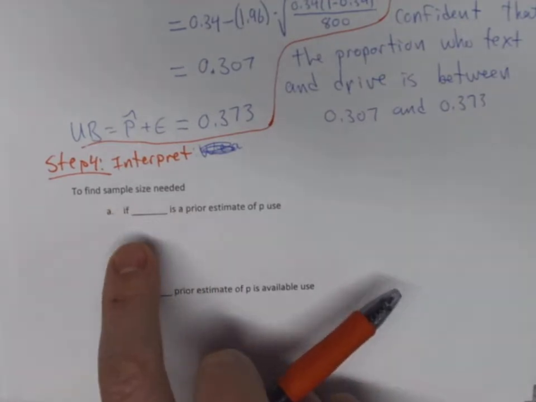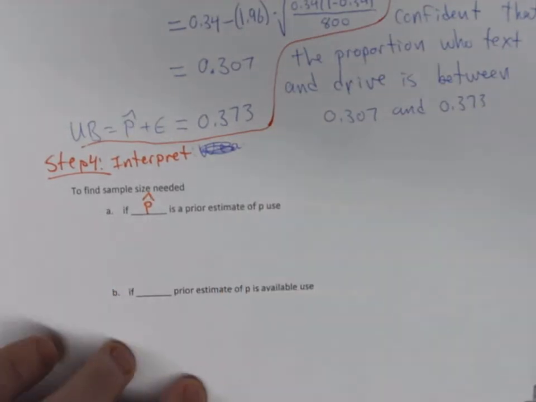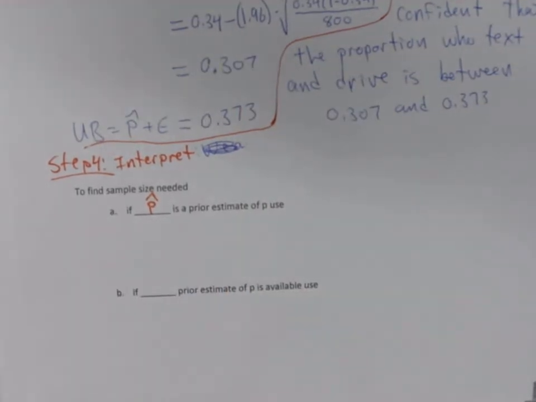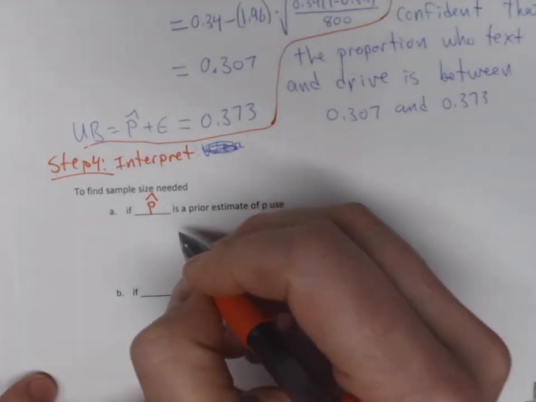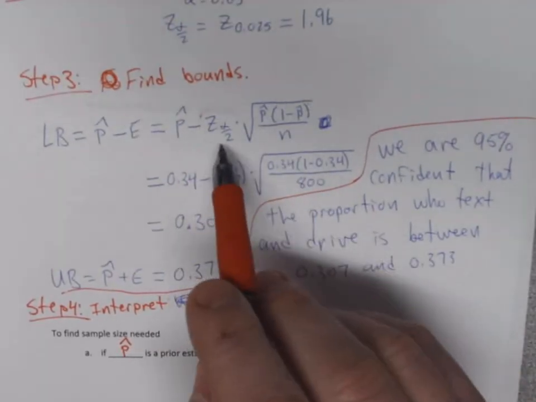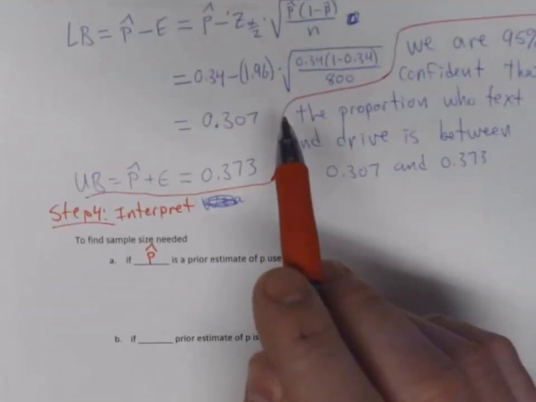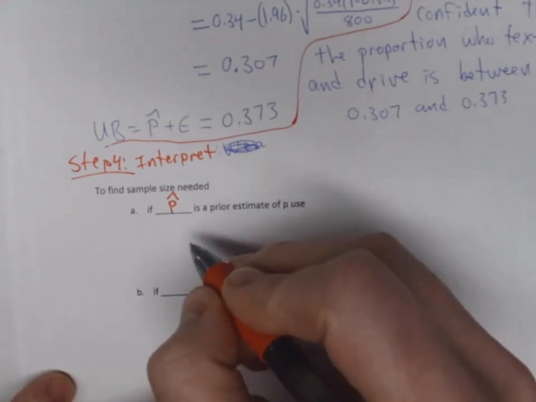So to find a sample size needed, if p hat is a prior estimate of p, we can use the following formula I'm about to show you. Now the formula I'm going to show you is something you're already familiar with. It's the margin of error, but it's just algebraically manipulated to solve for n. In other words, it's taking this margin of error, this z alpha over 2 times the square root of this whole thing.